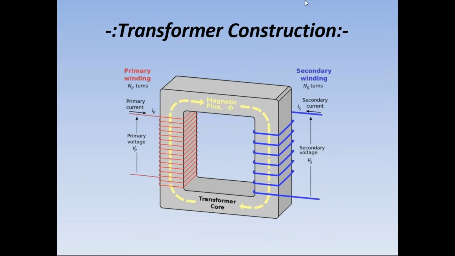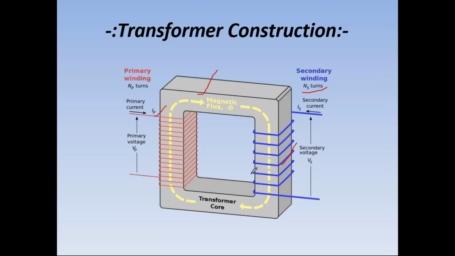Right. Now we'll see the transformer construction. These are the main parts of construction: core, primary winding, secondary winding. The number of turns in the primary we call the primary number of turns, and the number of turns in the secondary we call the secondary number of turns. Now you are seeing the diagram like this, right?